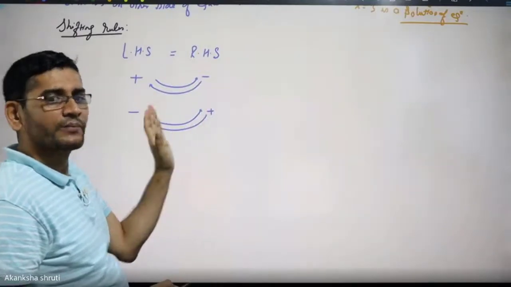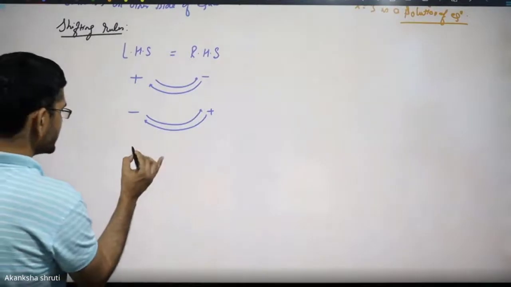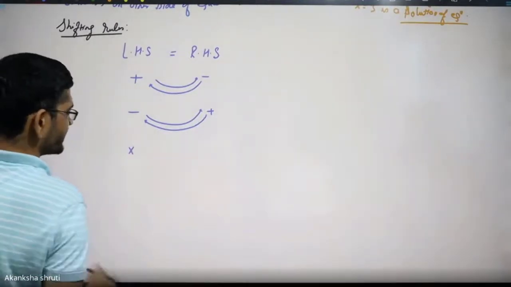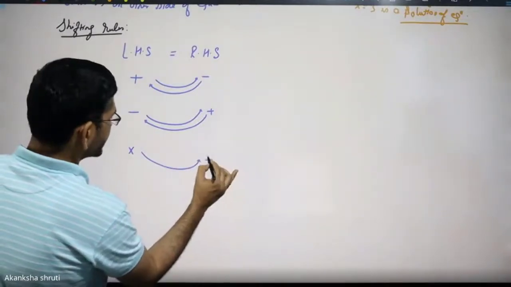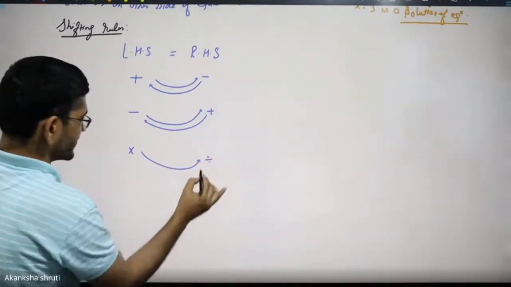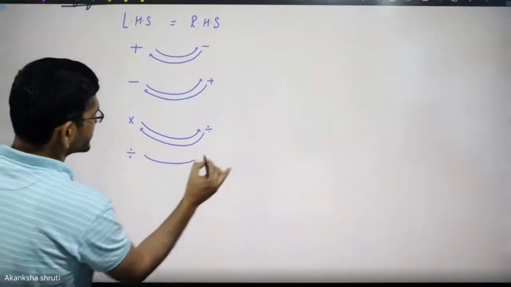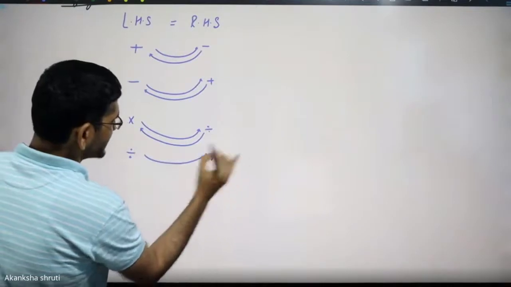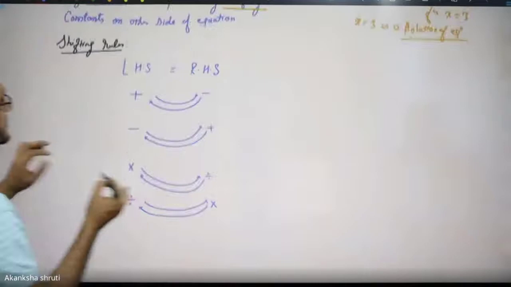Plus or minus term. Now another one: if something is in multiplication, then while shifting to the right hand side, it will get converted into division. Or if something is in division on the right hand side, shifting to the left, it comes into multiplication. If something is in division on the left hand side, shifting to the right hand side, it will get converted into multiplication. So these are the rules.